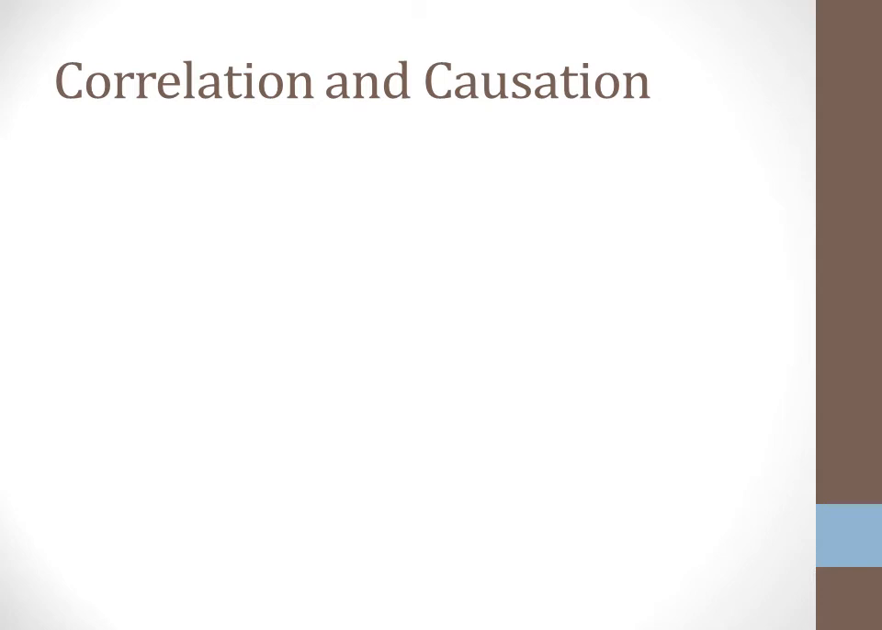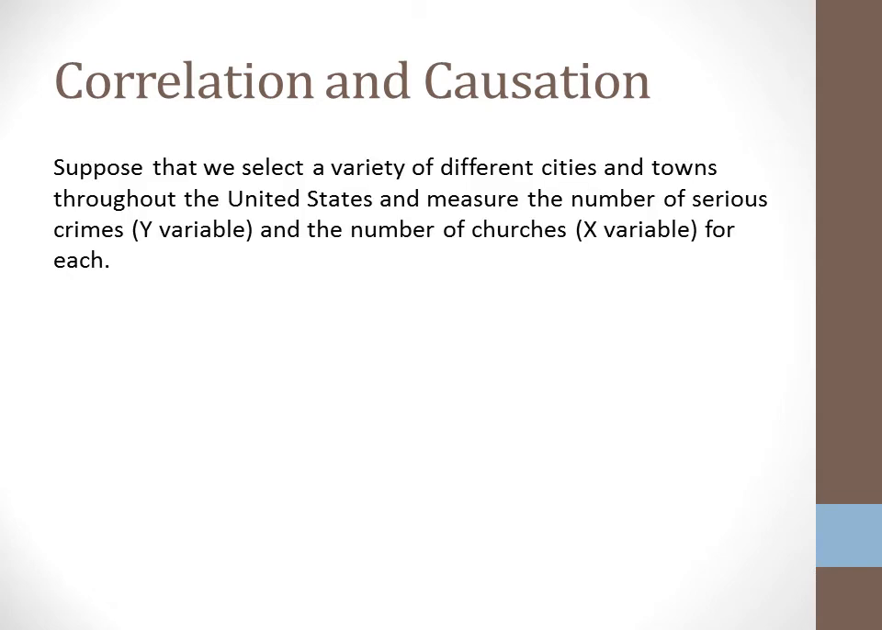Correlation and causation. One of the most common errors in interpreting correlation is to assume that a correlation necessarily implies a cause and effect relationship between two variables. Although there may be a cause and effect relationship, the simple existence of a correlation does not prove it. For example, suppose we selected a variety of different cities and towns throughout the United States and measured the number of serious crimes, our Y variable, and the number of churches for each of the towns.